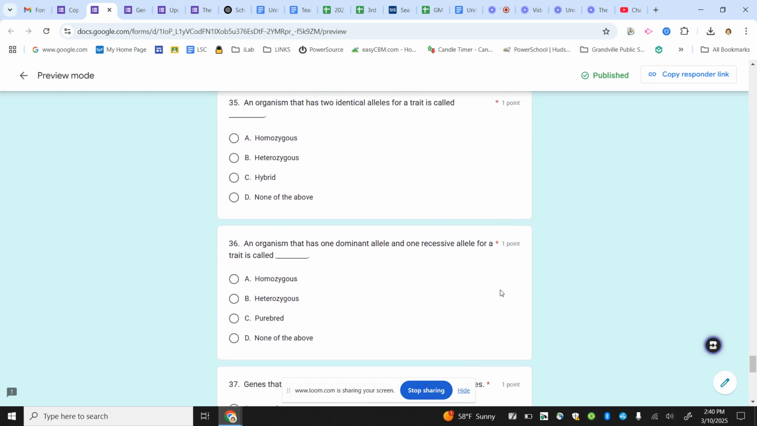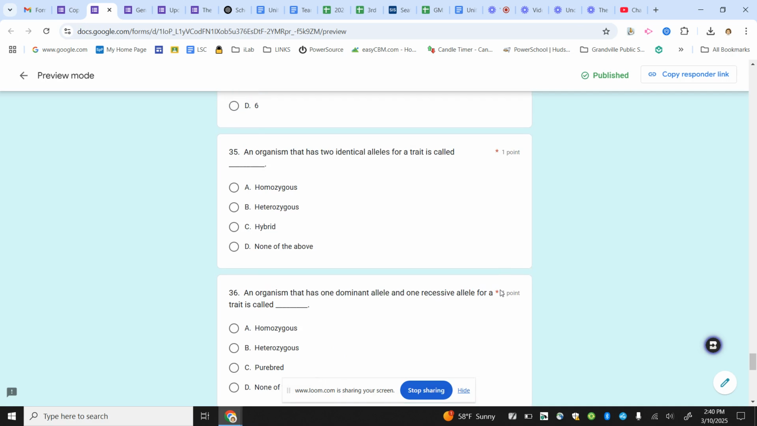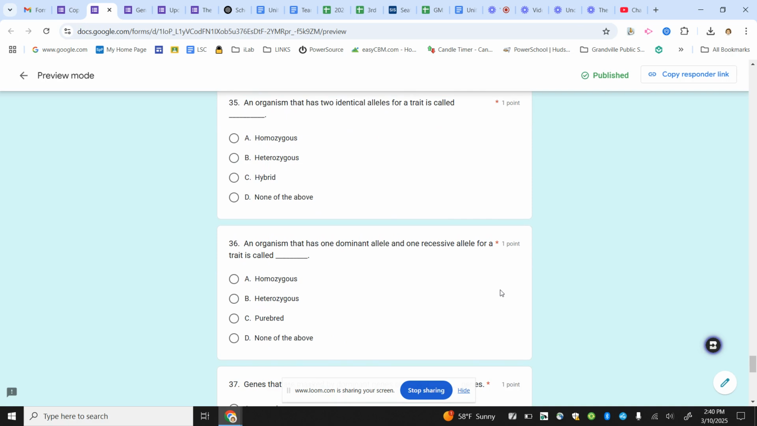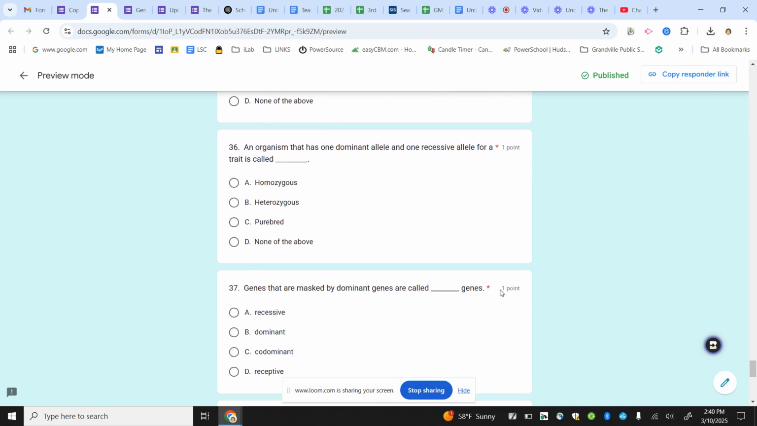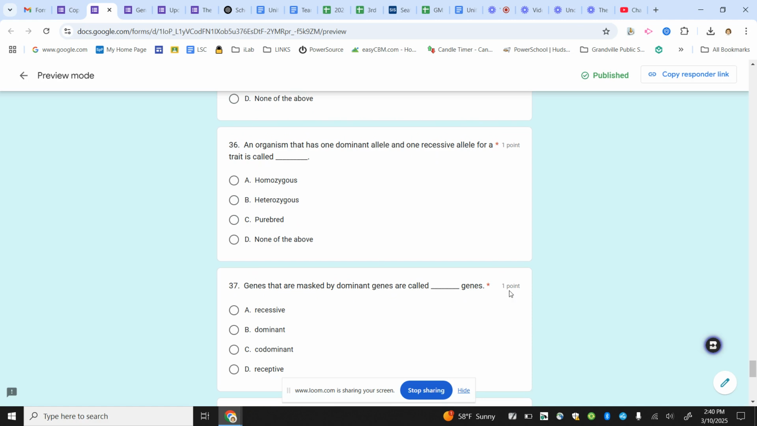Number 35, an organism that has two identical alleles for a trait is called what? A, homozygous. B, heterozygous. C, hybrid. D, none of the above. Number 36, an organism that has one dominant allele and one recessive allele for a trait is called what? A, homozygous. B, heterozygous. C, purebred. D, none of the above.